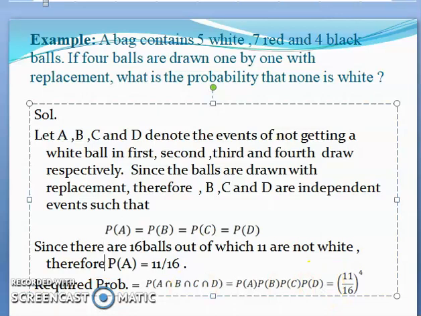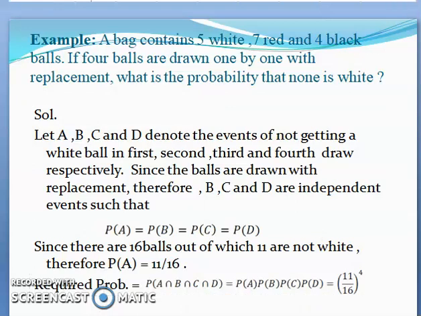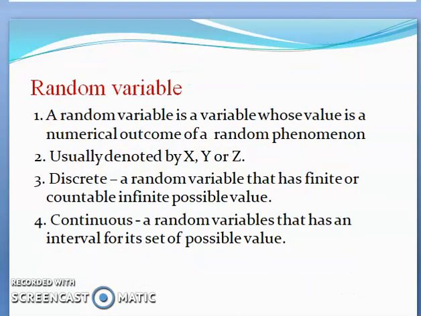Now, after independent events, random variable. A random variable is a variable whose value is a numerical outcome of a random phenomenon. Usually it is denoted by capital X, Y, Z. Discrete: a random variable has finite or countably infinite possible values. Continuous: a random variable has an interval for its set of possible values. So this is all about a random variable.